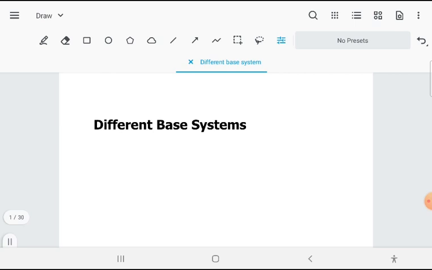So if before we were converting Indo-Arabic numerals to the Babylonian numeration system or the Mayan numeration system, in this lecture we will be converting across different base systems. For example, I'm given a base 10 numeral, I have to convert it into a base 2 numeral or base 16 and so on. Or the reverse, I have a base 16, I want to convert that to base 10.